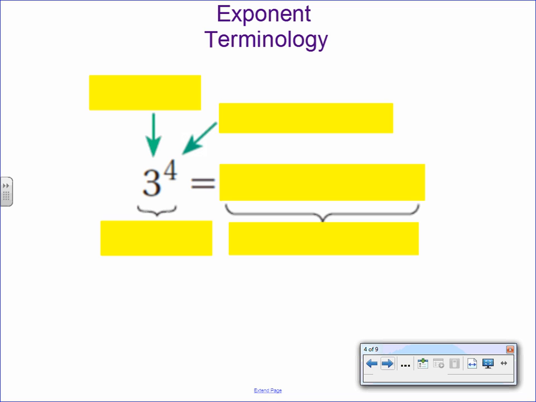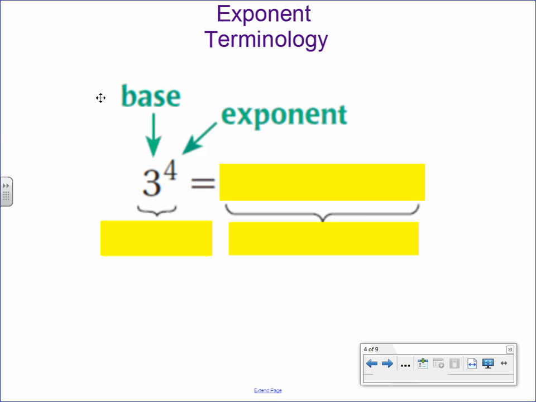All right. So exponents. You've done these before. We're just going to look at some terminology here, what the different pieces are called. What's the big number called? The base. What's the little number up top called? What's the whole thing called?